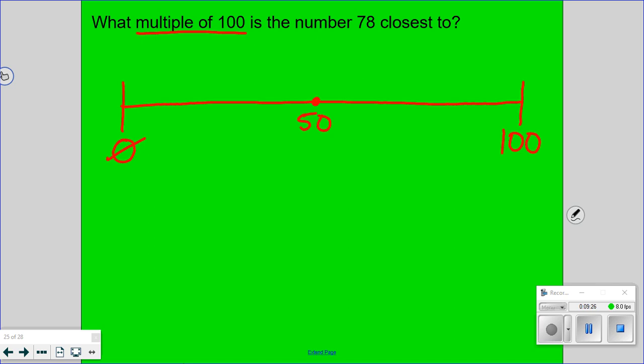Gio? Come put 78 on our number line. First, let's think about this, Gio. Is it before 50 or after 50? After. All right, Gio says after 50. Let's see where Gio puts 78. Okay, go ahead and label that dot too. That's a 75.